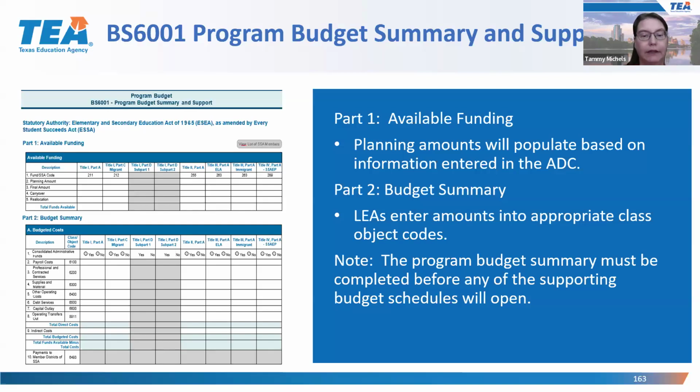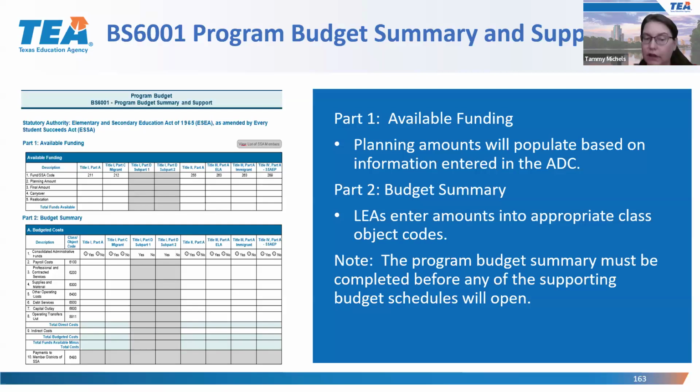If you selected apply on your own in your ADC, you will see the organization's planning amounts. However, if you're a fiscal agent, you'll see the fiscal agent's planning amount, plus the amount for your SSA members that have designated you as the fiscal agent.